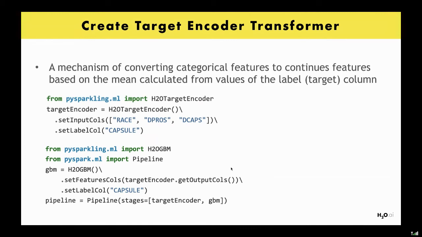So I define the target encoder here, and below I define an H2O GBM, and I can use the output columns of the target encoder. So I will use, for example, the target encoded features inside of the H2O GBM, and I will create a pipeline which will use the target encoder and GBM. And whenever you run pipeline fit, it will first target encode the features, and then it will run a model on those features.